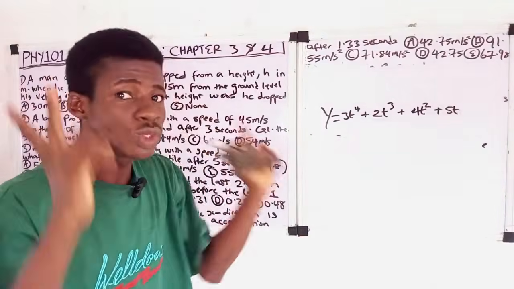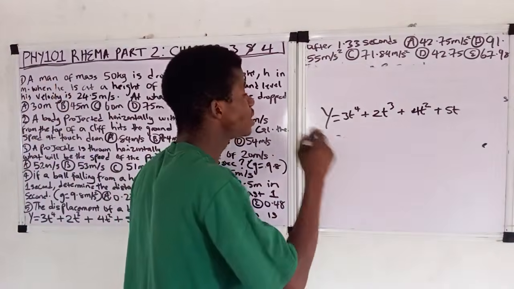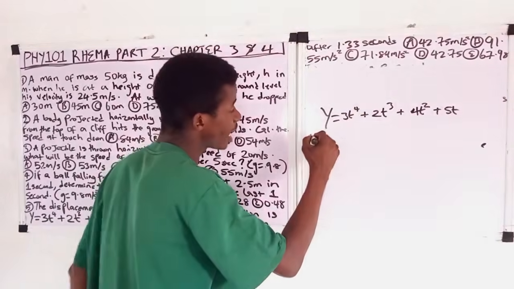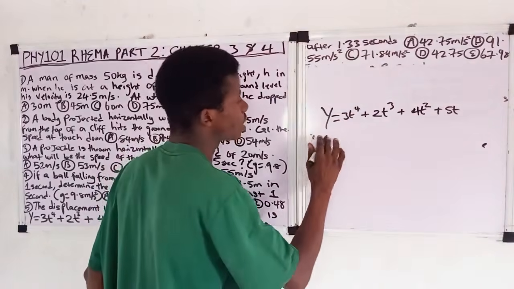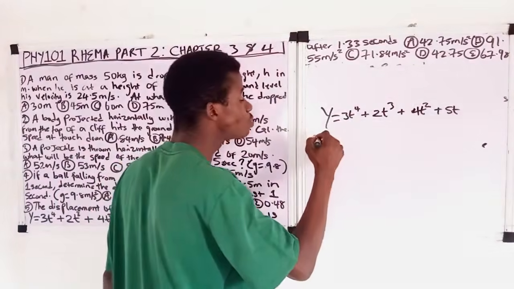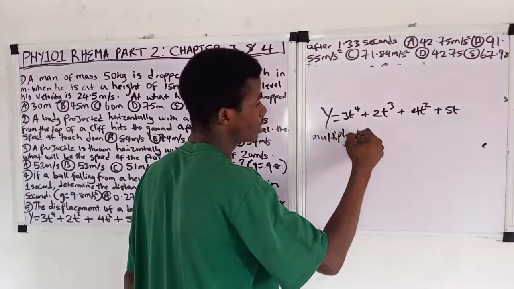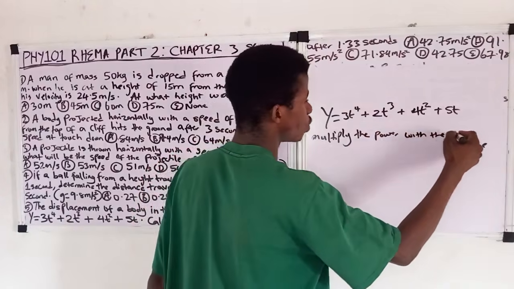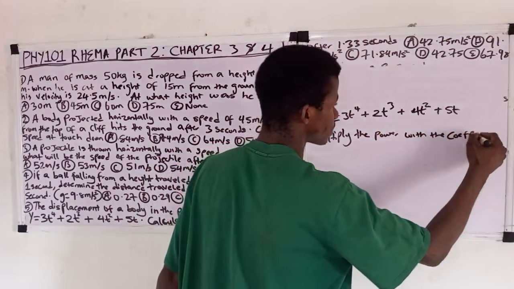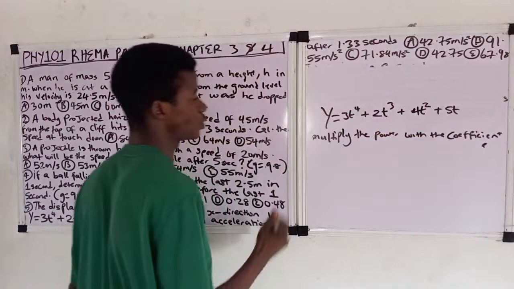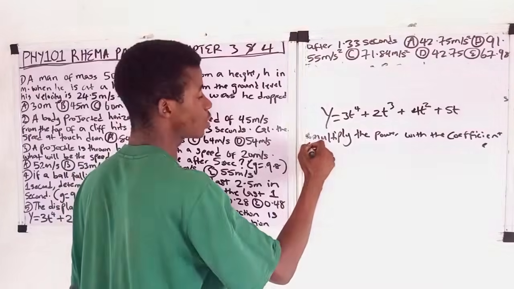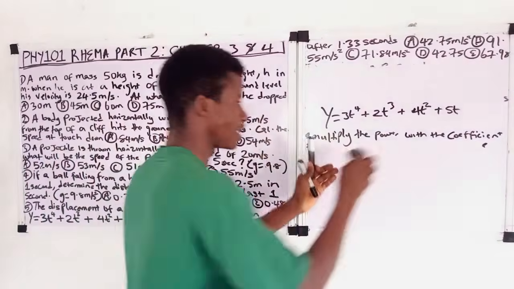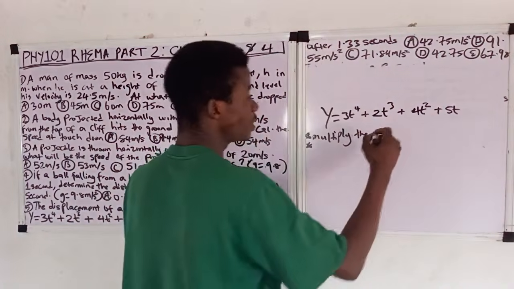It's very easy. At first, let me just show you. At first we multiply the power with the coefficient. That is the very first thing we're going to do. That is step one. Step two, we do what? After multiplying the power with the coefficient, we multiply the coefficient.